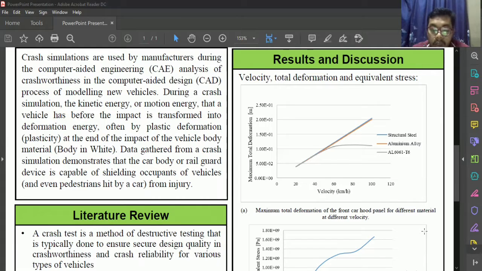while the compressive yield strength of AL6061T6 is 6.8 × 10^8 Pascal, and the big difference in these properties compared with structural steel makes AL6061T6 have much lower total deformation. From this result, it shows that aluminum alloy has good crash potential while being lightweight.